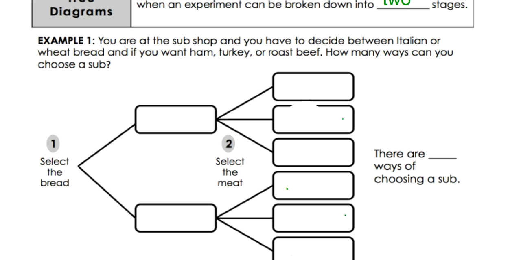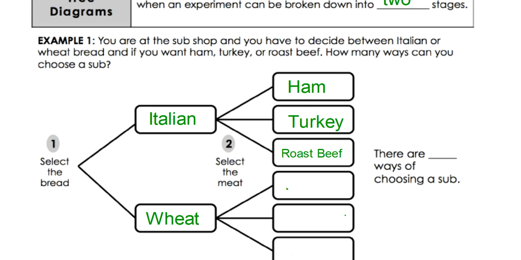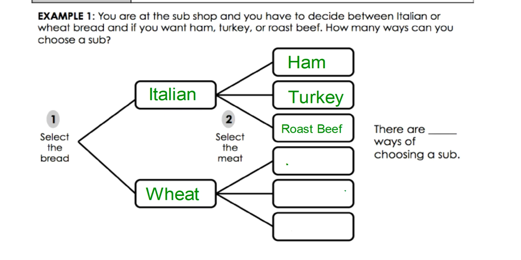So when we do that, we have this tree diagram. We put our first choice in the left-hand side of it. So our first choice is to select our bread. We can choose Italian bread or we can choose wheat bread. So we break those up. And from each of those, once we've chosen our bread, we then have to choose the type of meat. The first choice is ham, or we can choose turkey, or we can choose roast beef. So there are three different types of sandwiches we can make on Italian bread. Then we have those same things for wheat bread. So for wheat, we can choose ham, or turkey, or roast beef.